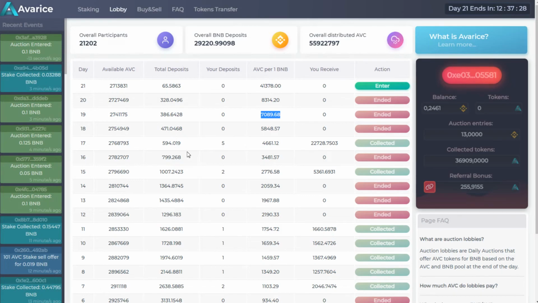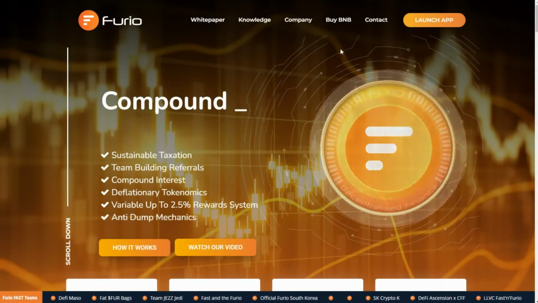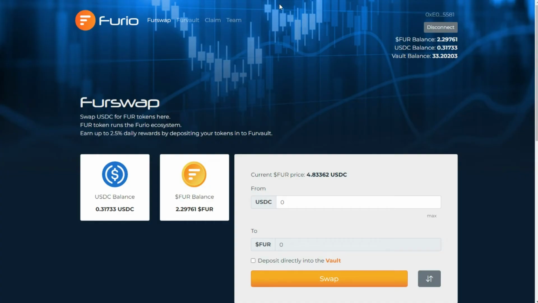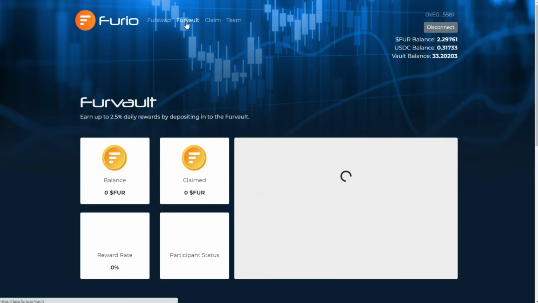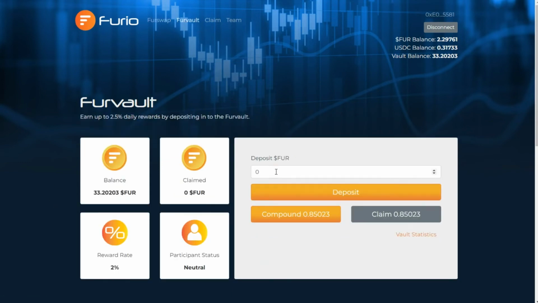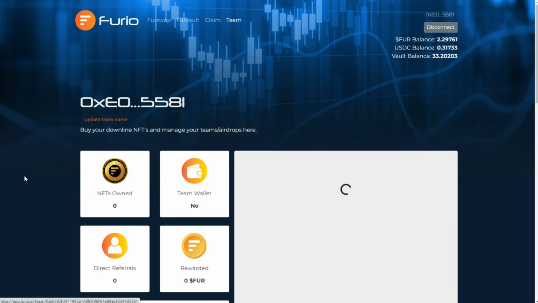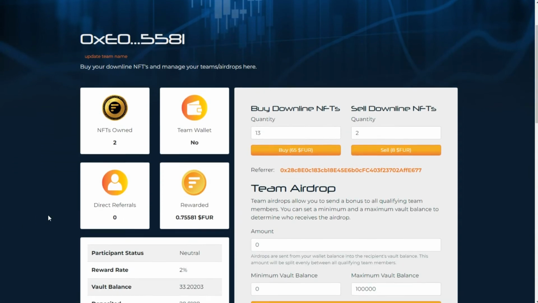Next is Furio. This one is also doing its thing, earning 2% per day. You buy FUR tokens with USDC on the swap page, and put them in the Furio vault. The money you put in the smart contract cannot be taken out. I am compounding here until I get my 2.5% per day, and when I get there, I will put in more money. Some of the big boys and girls on YouTube are starting to promote Furio all over the place, so the future for Furio looks bullish.